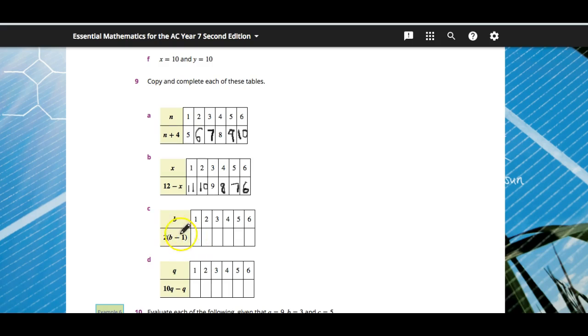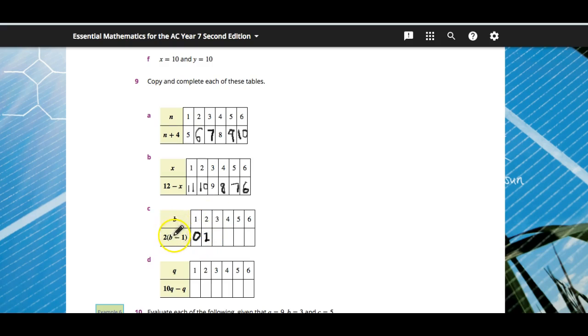Okay, for C, we have brackets here, so it's a little bit harder, and you have to bear with me because I'm going to do the thinking out loud. I'm not going to do the writing. So the first one is for n is 1. So what I'm going to have inside the brackets is 1 minus 1, which gives you 0. So 2 times 0 is 0. When I substitute in the number 2, 2 minus 1 is 1. So 2 times 1 is 2.